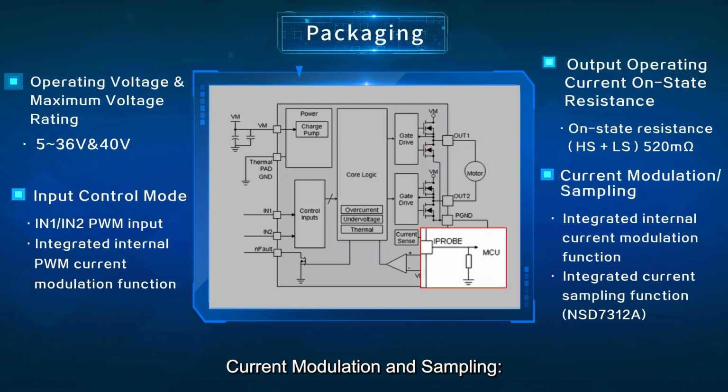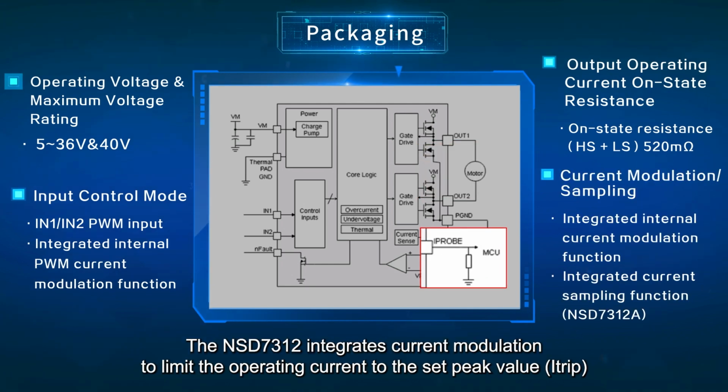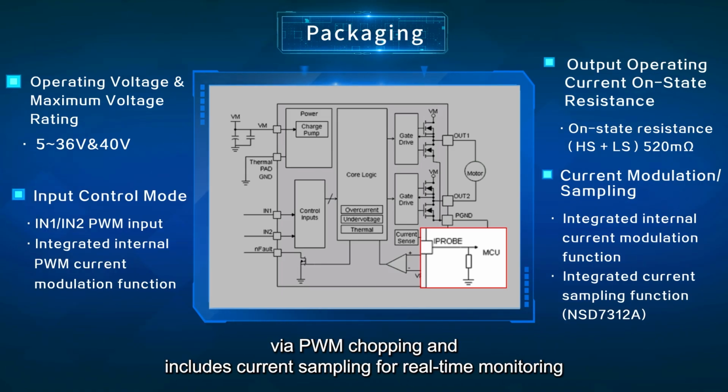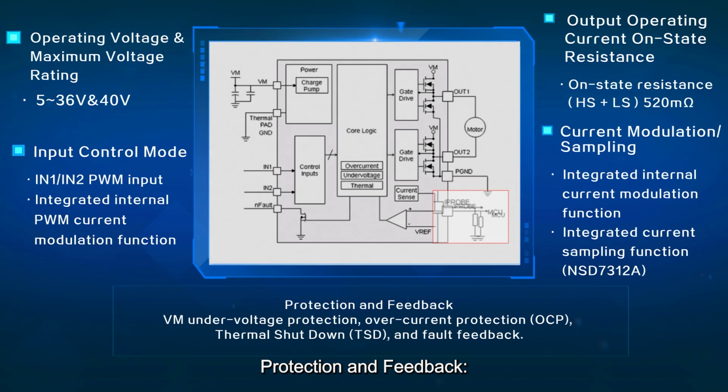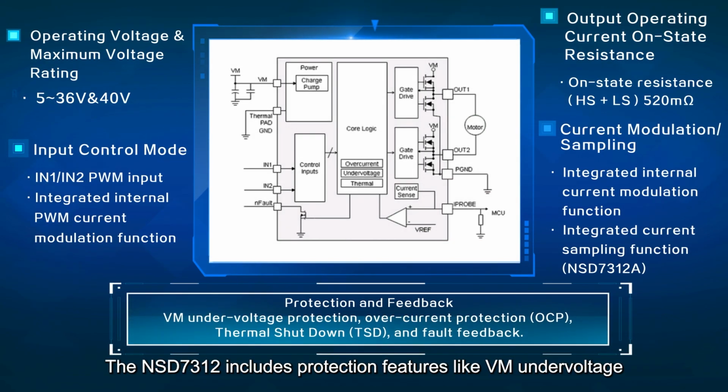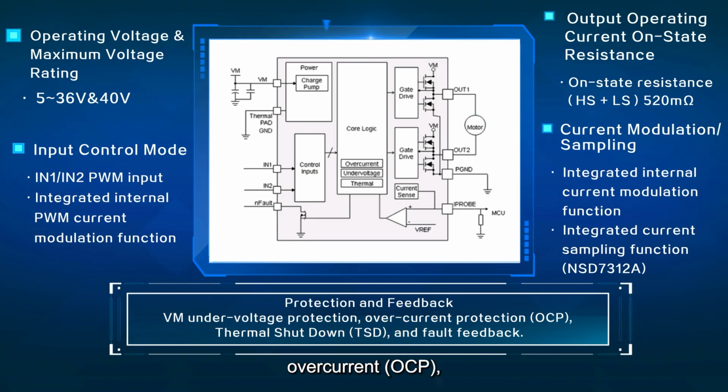Current modulation and sampling. The NSD7312 integrates current modulation to limit the operating current to the set peak value, I-trip, via PWM chopping, and includes current sampling for real-time monitoring. Protection and feedback. The NSD7312 includes protection features like VM undervoltage, overcurrent OCP, overtemperature TSD, and fault feedback.